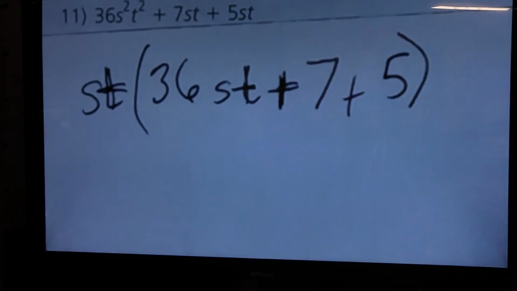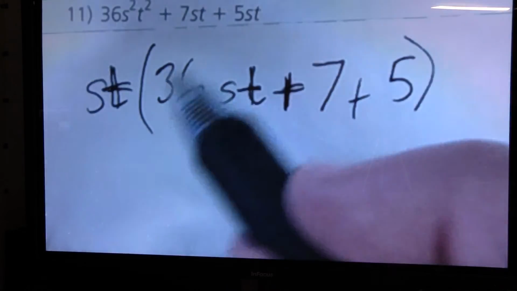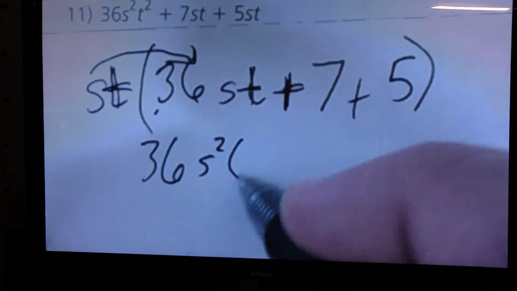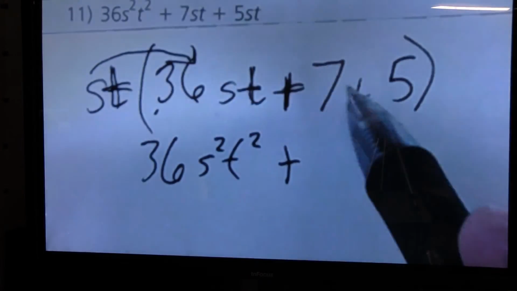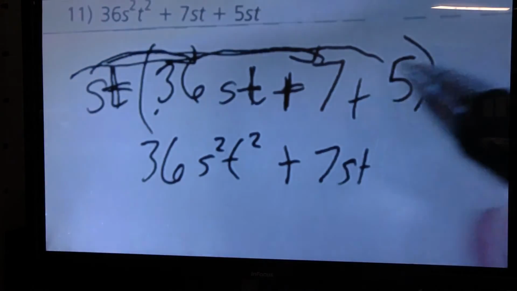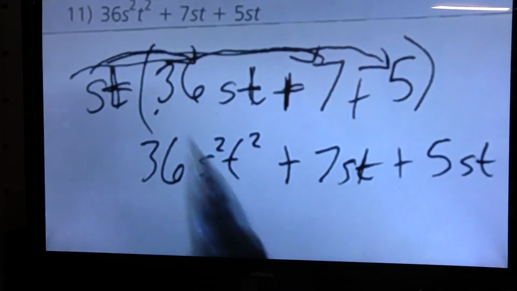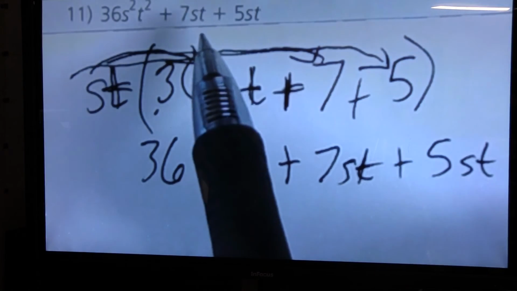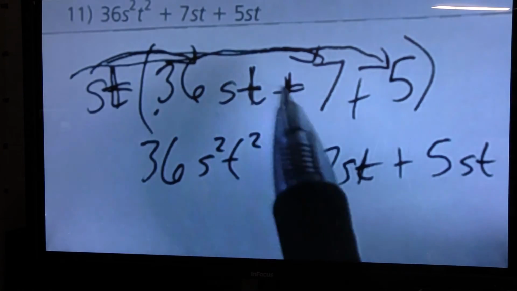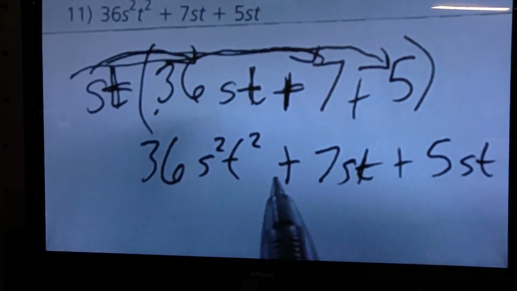Now to prove that that is correct, I'll multiply each of these terms by st. So 36st times st is going to give me 36s squared t squared. Plus st times 7, that's going to give me 7st. And st times 5 is going to give me 5st. So I took these terms, I found the greatest common factor, which was st, I took it out, and then I put the terms in here that would multiply by st in order to get the original expression.